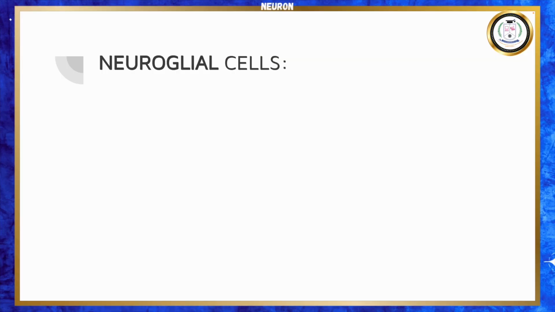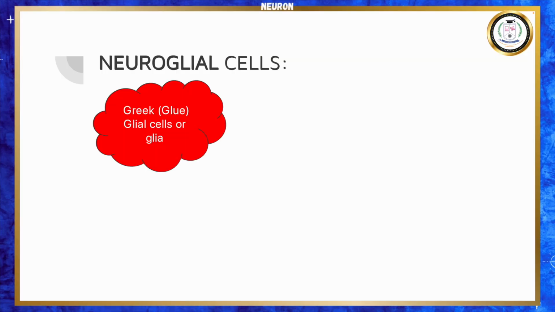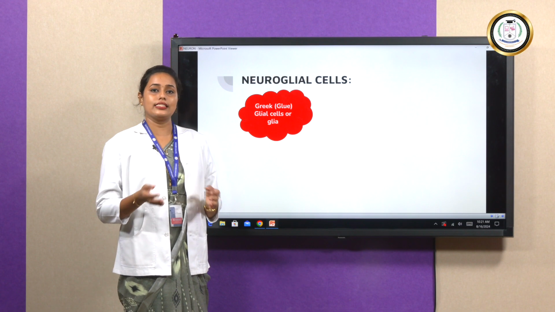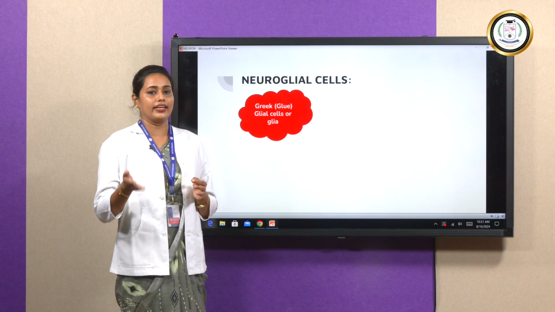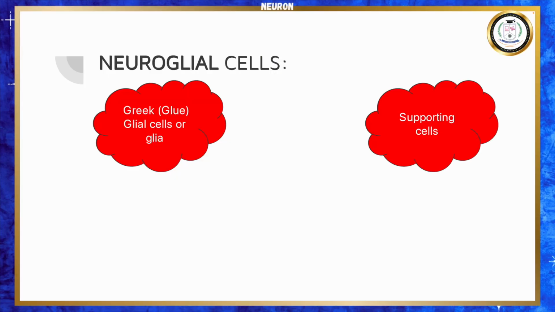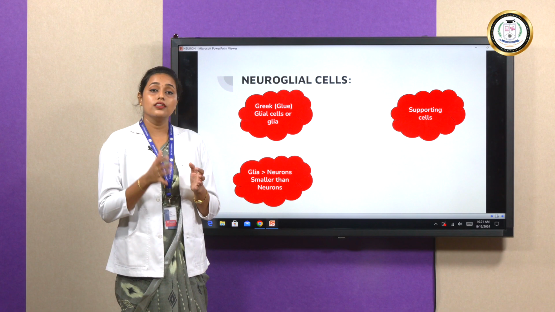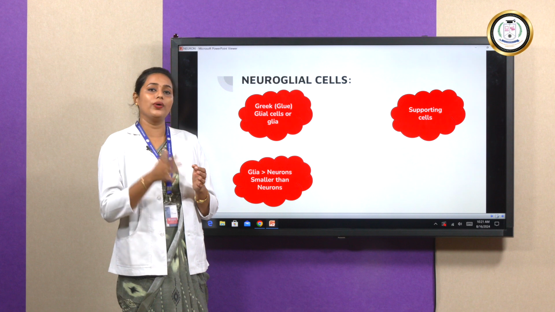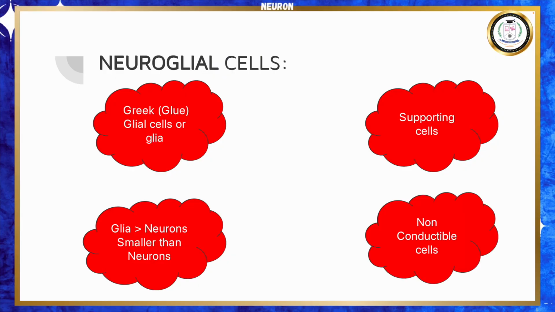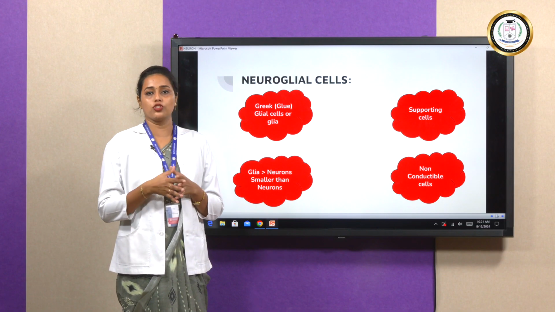Next, we'll get started with the neuroglial cells. The word glial is derived from the Greek word meaning glue. So, neuroglial cells are also known as glial cells or glia. These cells are not true functional cells like neurons, rather they are the supporting cells present in the nervous system. The number of glial cells is greater than the number of neurons in the nervous system, but the size of the glial cells is small when compared to the neuron size. These cells are non-conductible cells, that is, they don't have the ability to transfer the action potential.